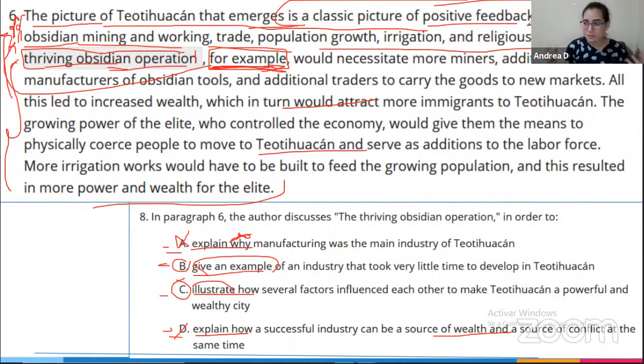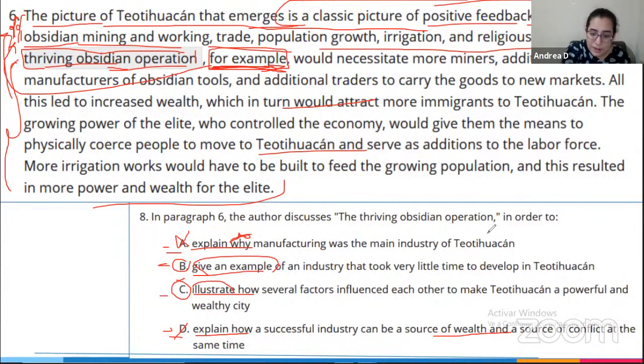It was like, I don't know how to explain it. It's like everything was helping the other factor. Like population growth made religion better, and religion made mining better, and so on. You know, so everything was like, I don't know, cooperating to create something positive, basically. So you need to find a paraphrase of that.